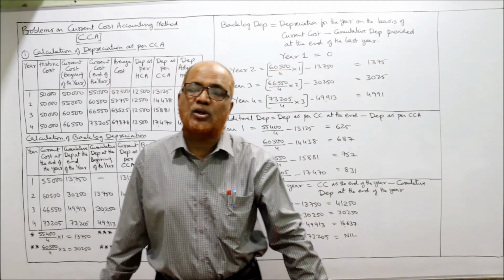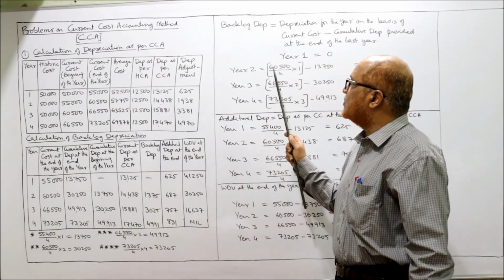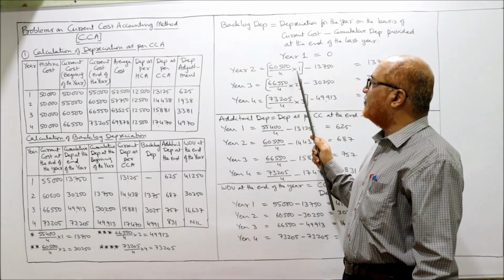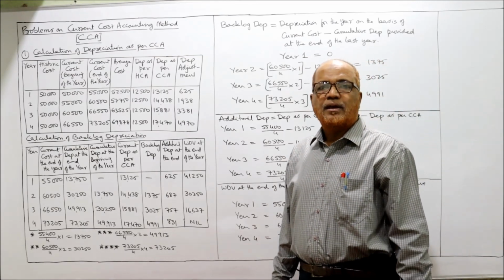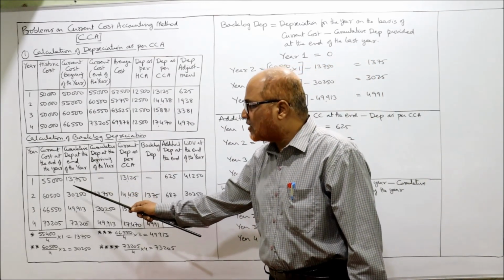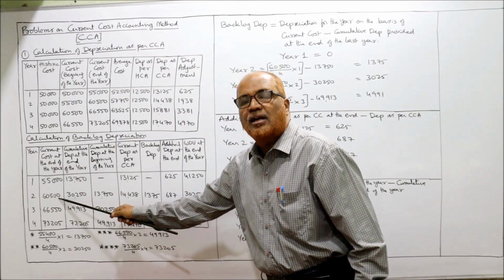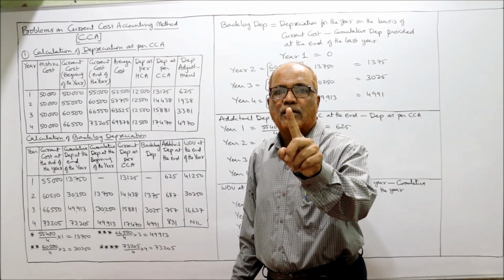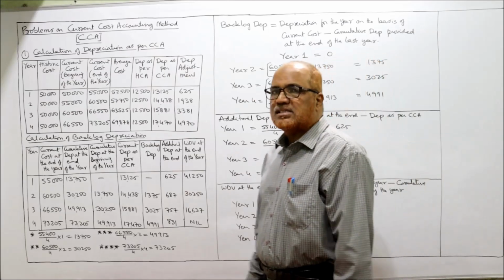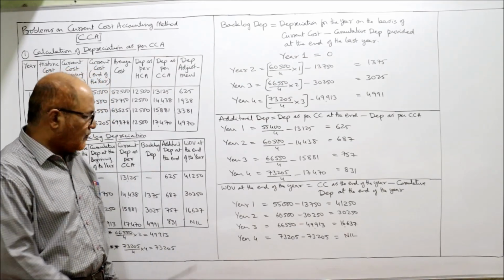Depreciation for the year on the basis of current cost. So second year, what is the current cost? Current cost at the end of the year 60,500. So 60,500 divided by 4 into 1, minus 13,750. 13,750 is the cumulative depreciation at the end of the last year. Last year means first year. Don't take 2, into 1. Then minus 13,750. So you will get 1375. So 1375 is the backlog depreciation for second year.